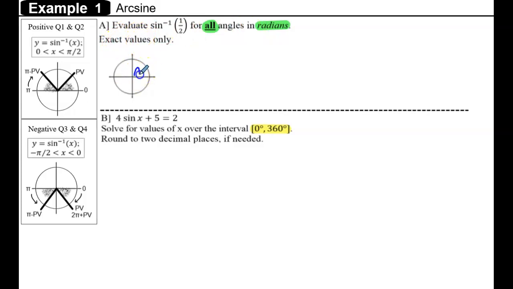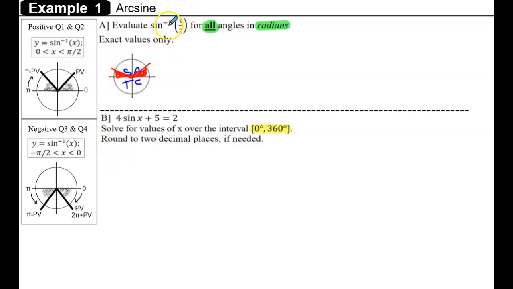And remember our acronym, all students take calculus. Sine is positive in quadrant 1, and it's positive in quadrant 2. So our two solutions for one revolution around the circle would be a quadrant 1 and quadrant 2 angle.